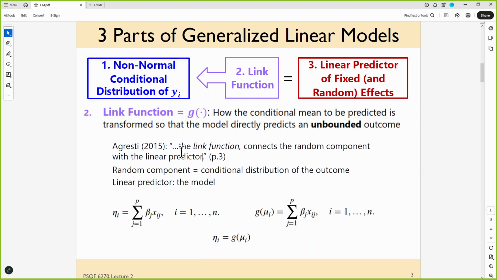The link function connects the random component with the linear predictor. Here, I try to translate these 2 concepts because the random component in Agresti, for us, is just the conditional distribution of the outcome. For example, when we have a binary logistic regression, the Bernoulli distribution for our binary data, that's the conditional distribution. Then we have the linear predictor, which is the model.